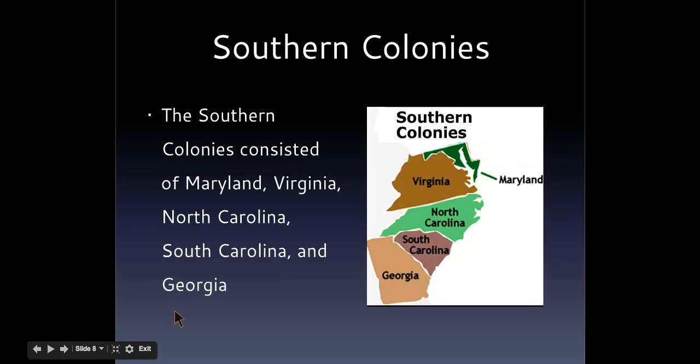Okay, the southern colonies consisted of Maryland, Virginia, and of course we know that Jamestown is right here, North Carolina, South Carolina, and Georgia. And these states had lots of agriculture and crops grown in them because it was such a warm climate that it grew crops like tobacco, indigo, sugarcane, and rice really well.